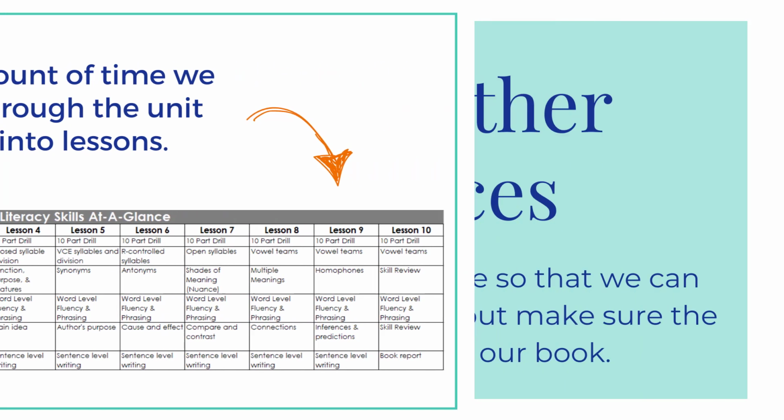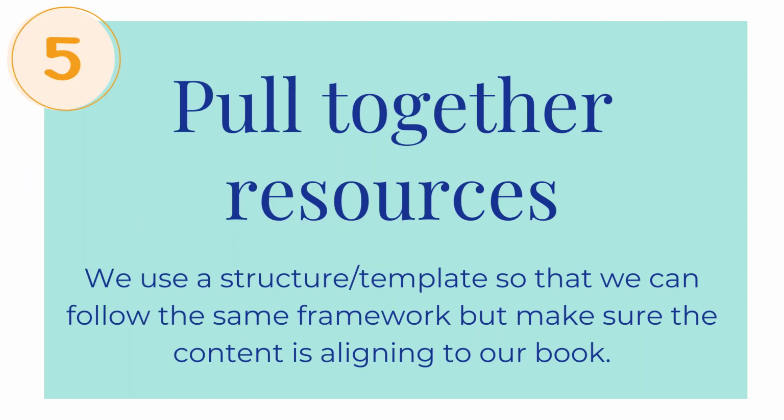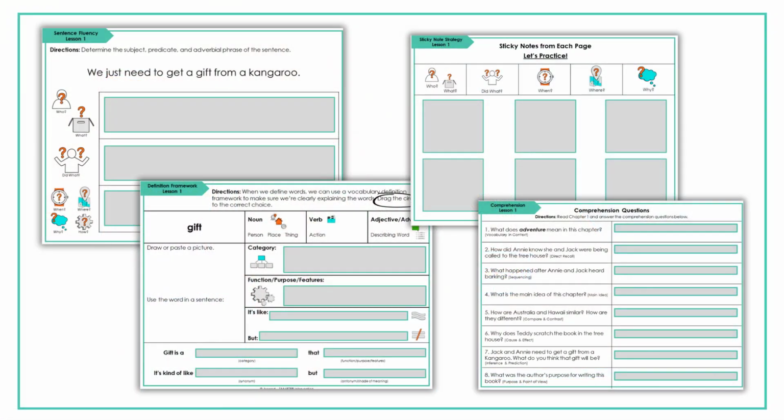The last thing you'll want to do is pull your resources together. So again, we use a structure or a template so that we can follow the same framework just to make sure that our content is changing to align to each book, but that we're not having to reinvent the wheel every single time. We already know what a cause and effect lesson should look like. We can use those same skills and strategies as we build our next lesson, but we'll just want to make sure that we're pulling in content from our next book.